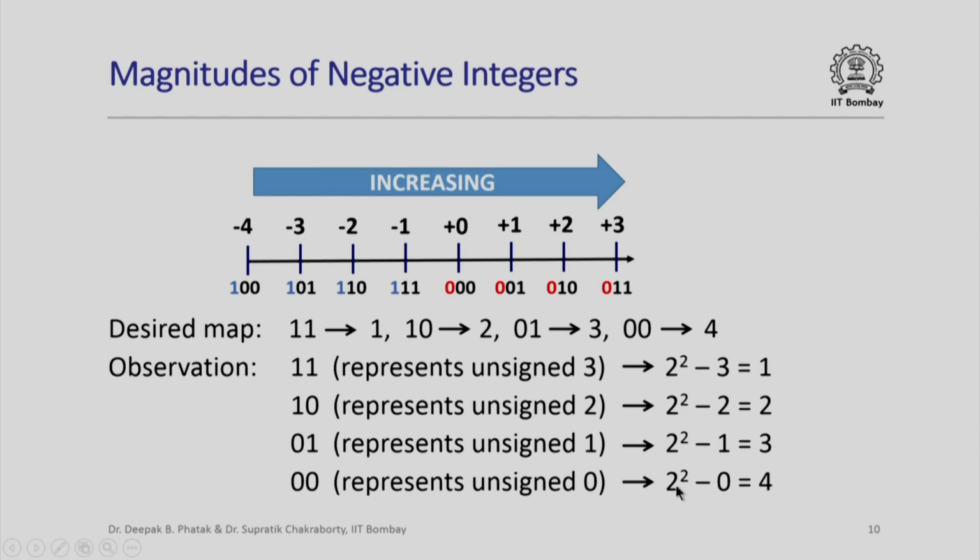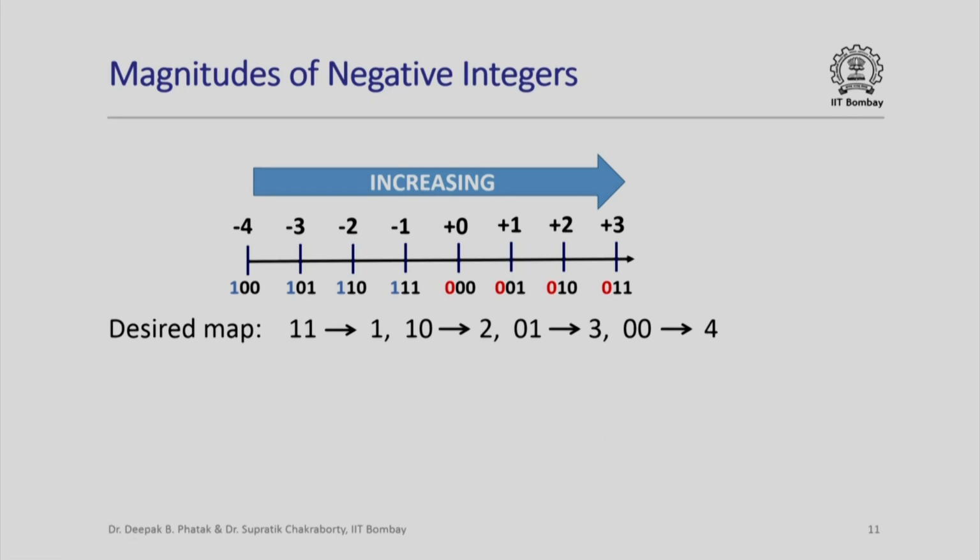It was 2 squared, because this is the largest magnitude that you can represent using 3 bits in 2's complement. 4 is the largest magnitude that you can represent in 3 bits using 2's complement. So we want 4 minus 0 equal to 4 at this end, and that is why we are subtracting from 2 squared, which is 4.